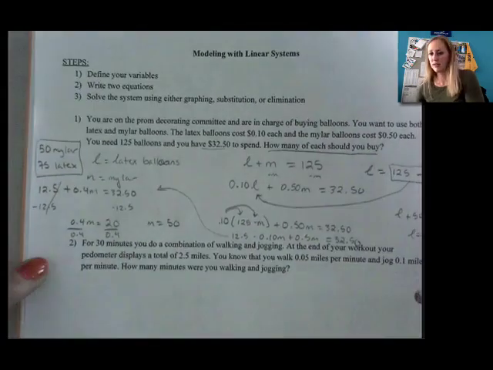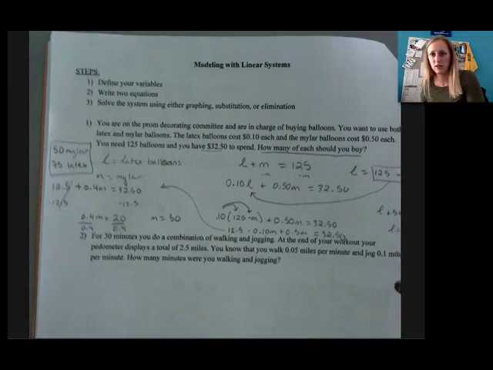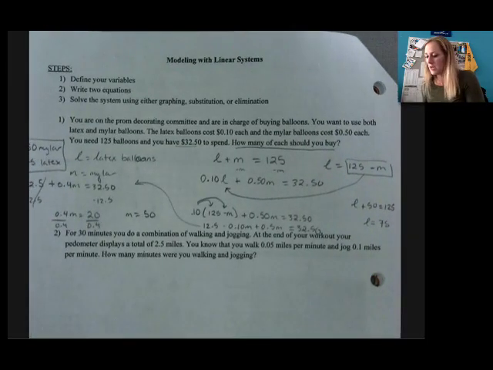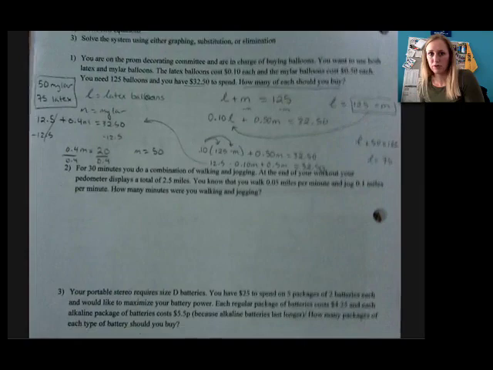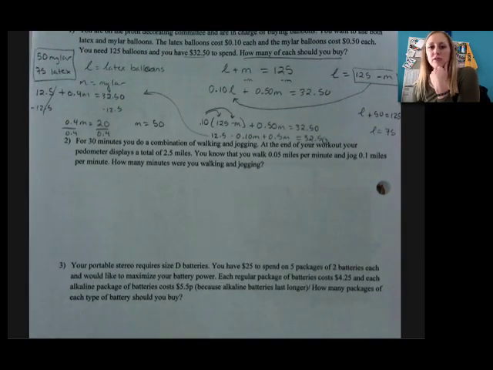All right, I'm going to zoom out just a hair so we can see all of that. There we go. Okay, going on to number 2. For 30 minutes, you do a combination of walking and jogging. At the end of your workout, the pedometer displays a total of 2.5 miles. You know that you walk 0.05 miles a minute and jog 0.1 miles per minute. How many minutes were you walking and jogging?